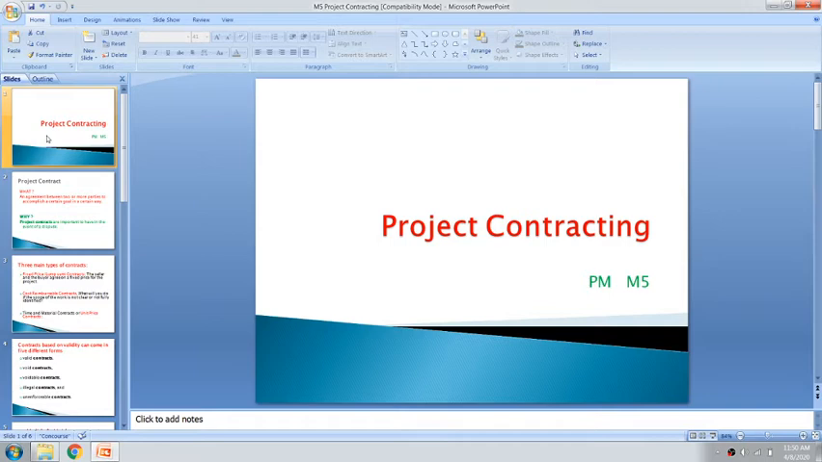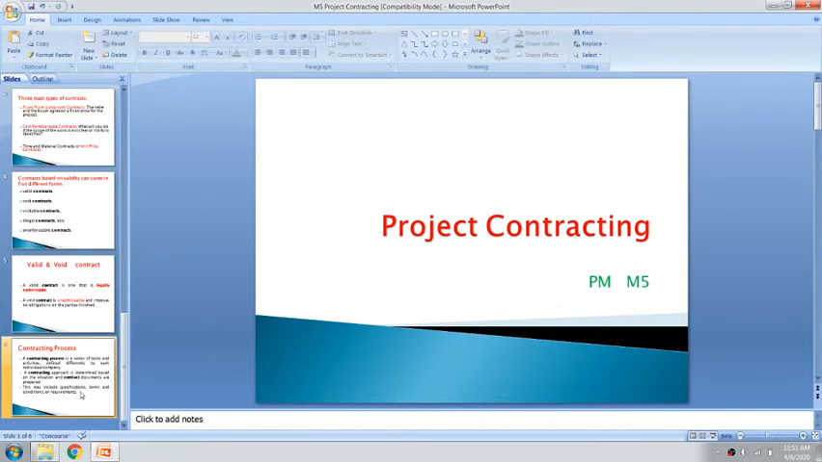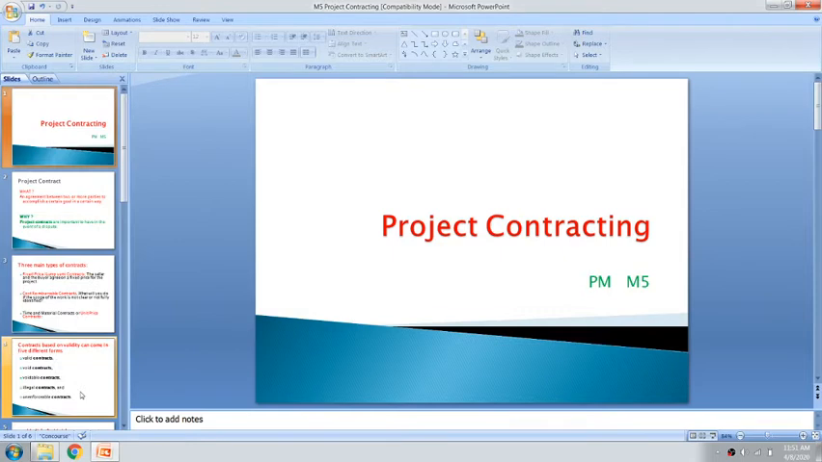We are dealing with a sub-module in module number 5, that is project contracting. We will be studying what is a contract, why a contract is required, what are the main types of contracts, what do you understand by valid contract, that is what we are always interested in, and what is the process involved in contracting. So this is what we are discussing today.